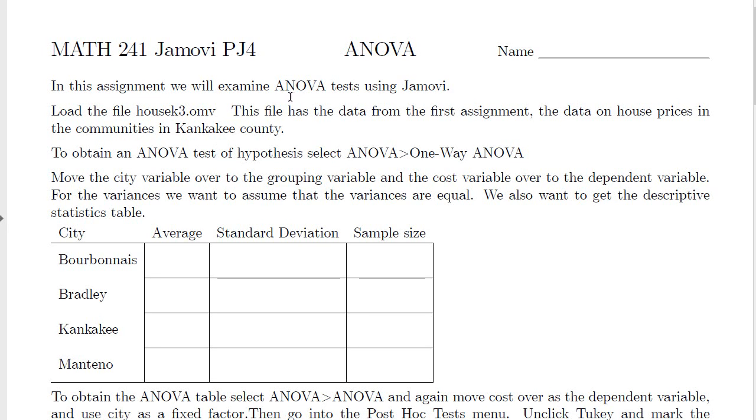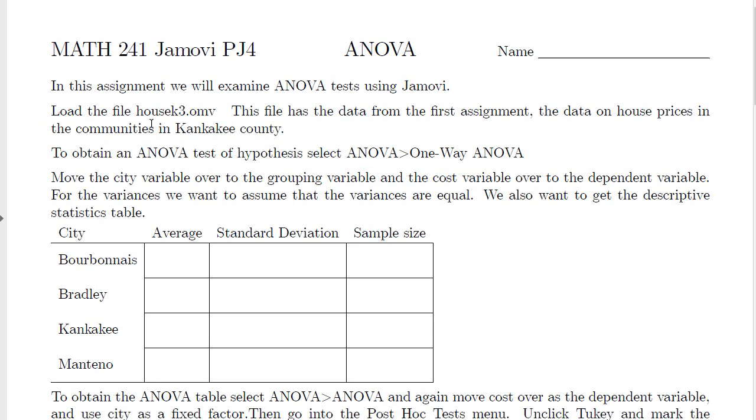This video will describe how to complete Jamovi Project 4, which covers ANOVA. Remember, ANOVA is trying to detect differences in population means for more than two populations. If you just have two populations, you can use a t-test.